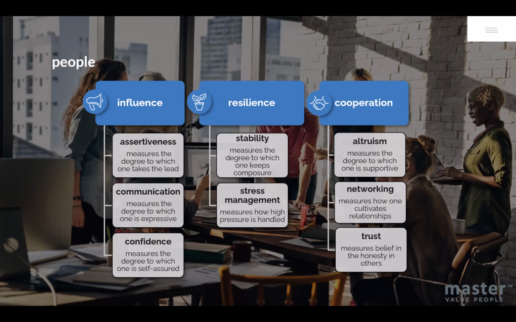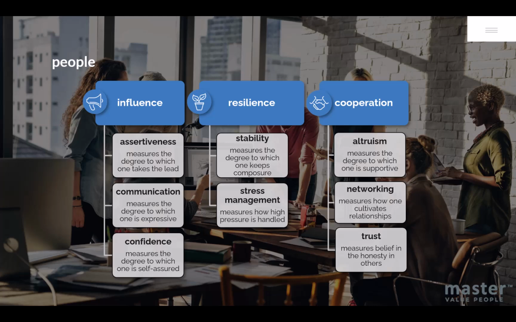Stress management measures how well high pressure is handled. If someone enjoys and thrives in an environment with a constant high workload and frequent new tasks, they will likely score high here. This is, again, relevant for high-stress roles, such as emergency services personnel and surgeons, but also applies to roles like stockbrokers, where the ability to handle intense, ongoing pressure is needed.